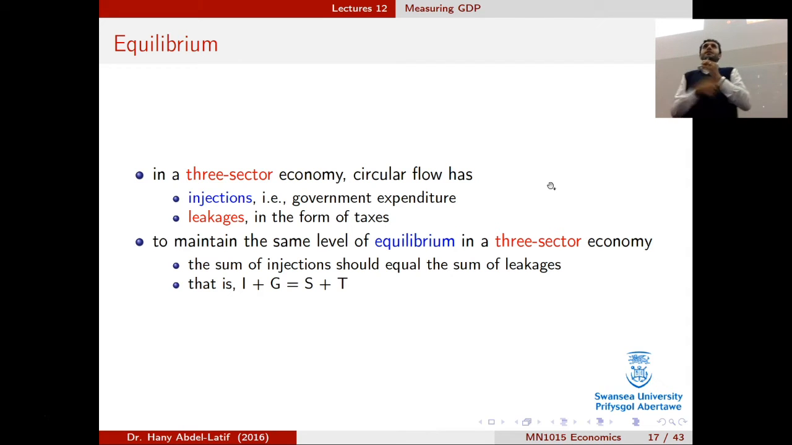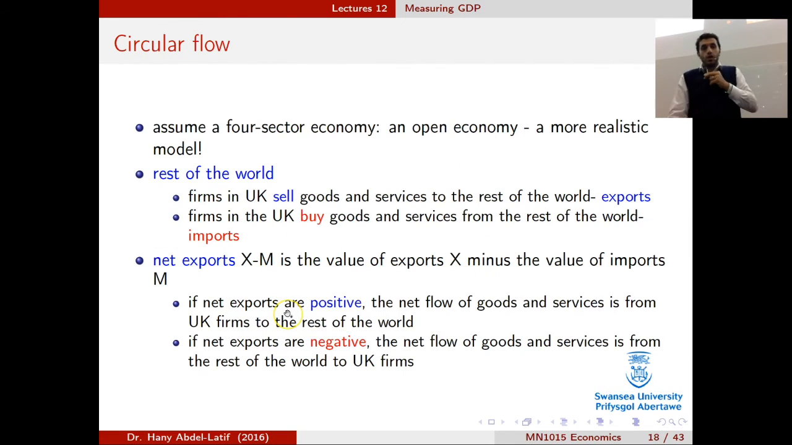What is S here? Saving. What is T? Taxes. So the sum of these should equal the sum of these. So I plus G should equal S plus T. And Y, in this case, will equal C plus I plus G. Now we move to the more realistic case, when we have an open economy. In the last two cases, we looked at a closed economy, where we have an economy that does not deal with the outside world.